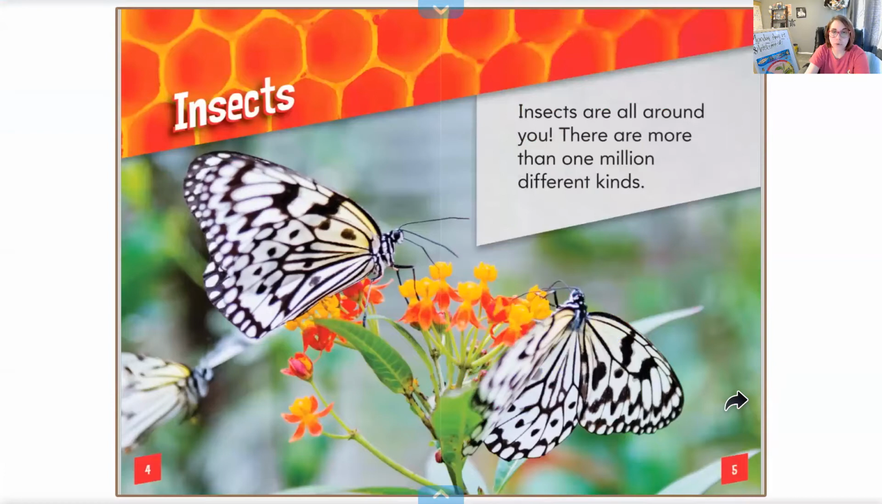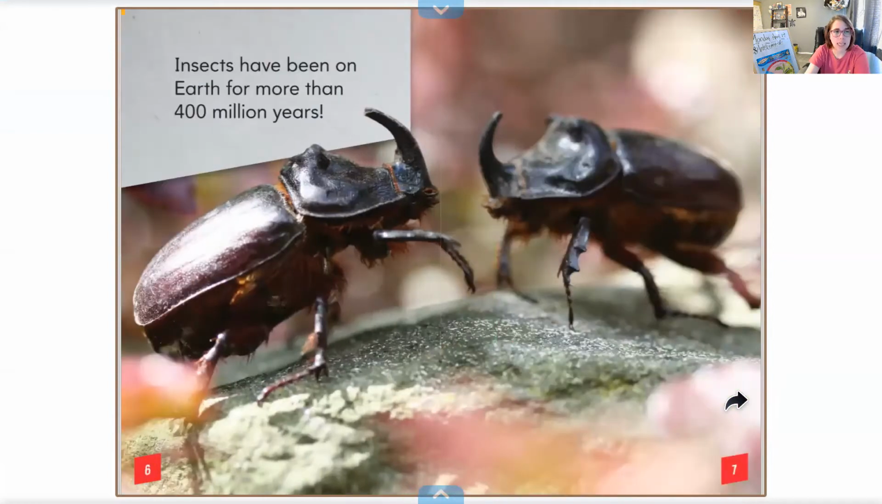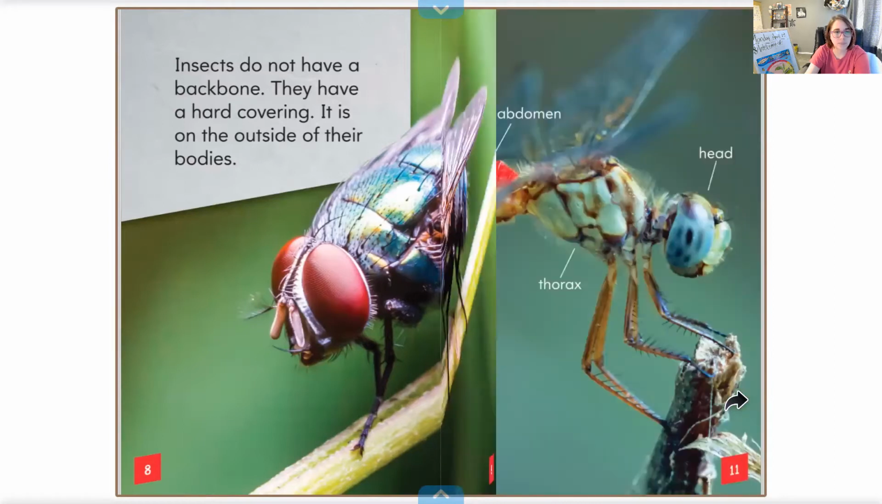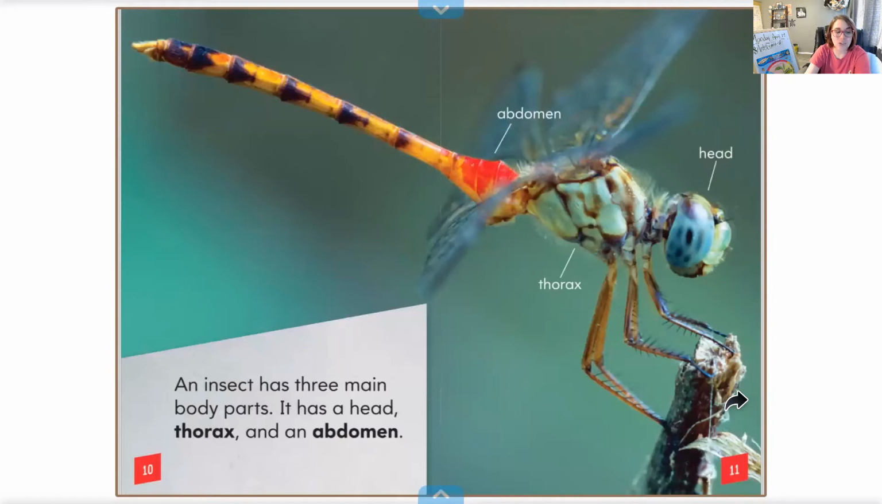Insects are all around you. There are more than 1 million different kinds. That's a lot. Insects have been on Earth for more than 400 million years. Insects do not have a backbone. They have a hard covering. It's on the outside of their bodies. That's called the exoskeleton. An insect has three main body parts. Its head, its thorax, and its abdomen.